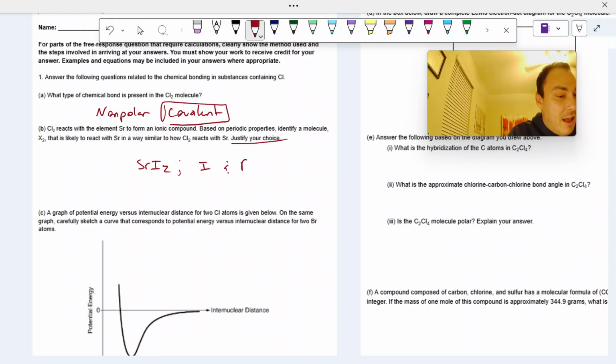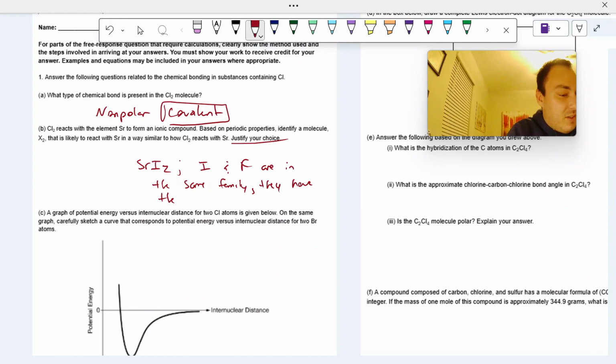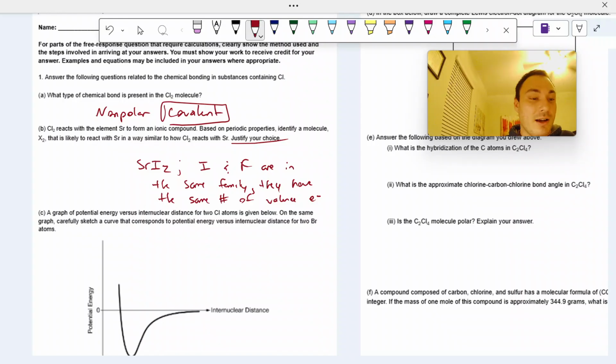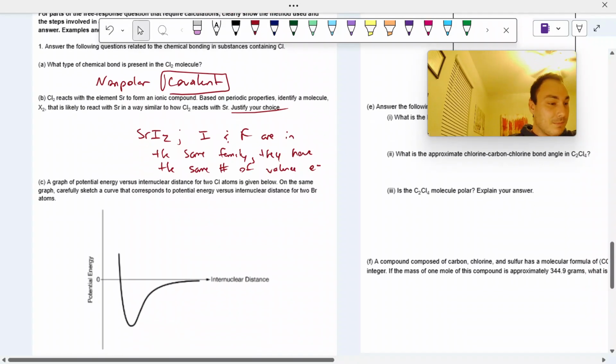I and F are in the same family. They have the same number of valence electrons, and then I would also say therefore they will form the same ion, but I ran out of room and I can't write neatly because I'm running this on my screen and also trying to keep the camera steady. So something along the lines of that.